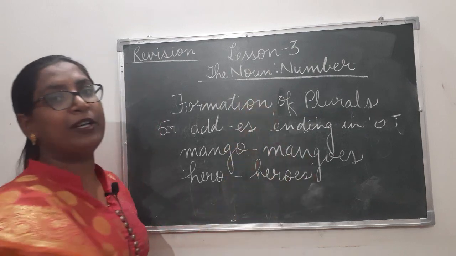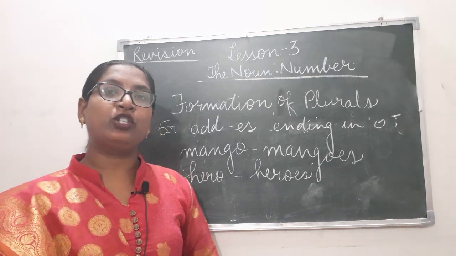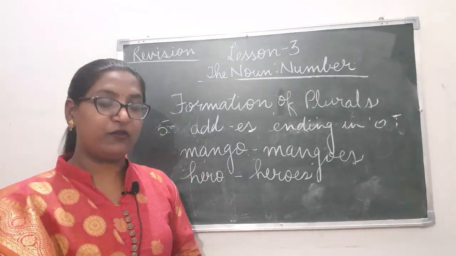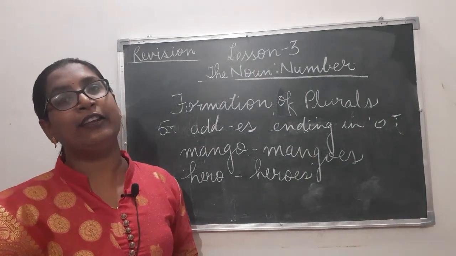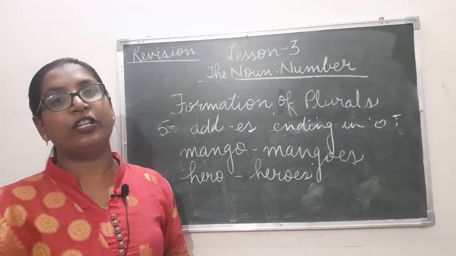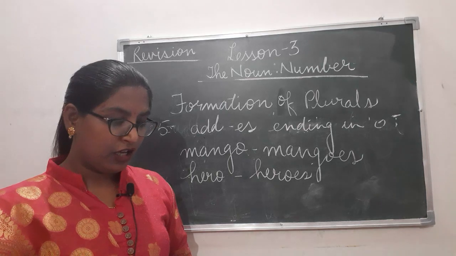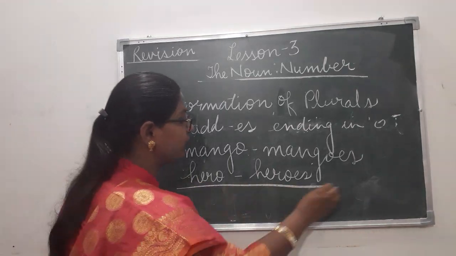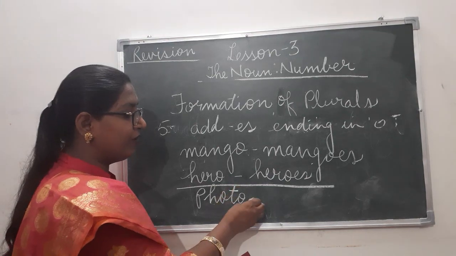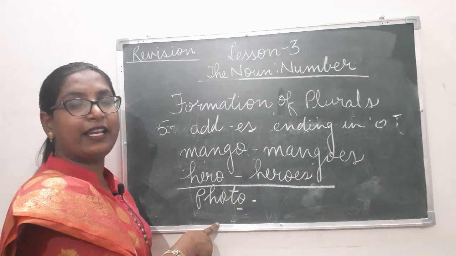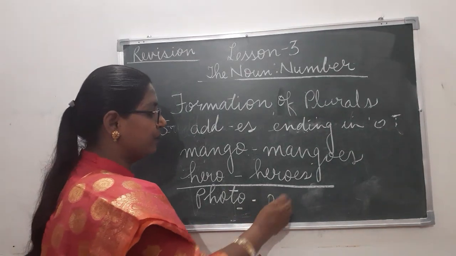Heroes. But my dear children, there is an exemption from this rule for some of the words. For some of the words, this rule is not applicable. Though they are ending in o, still we do not follow this rule. This kind of words we all need to memorize. For example, photo. Though it is ending in o, we do not follow this rule. There is an exemption. So this kind of words we should memorize.